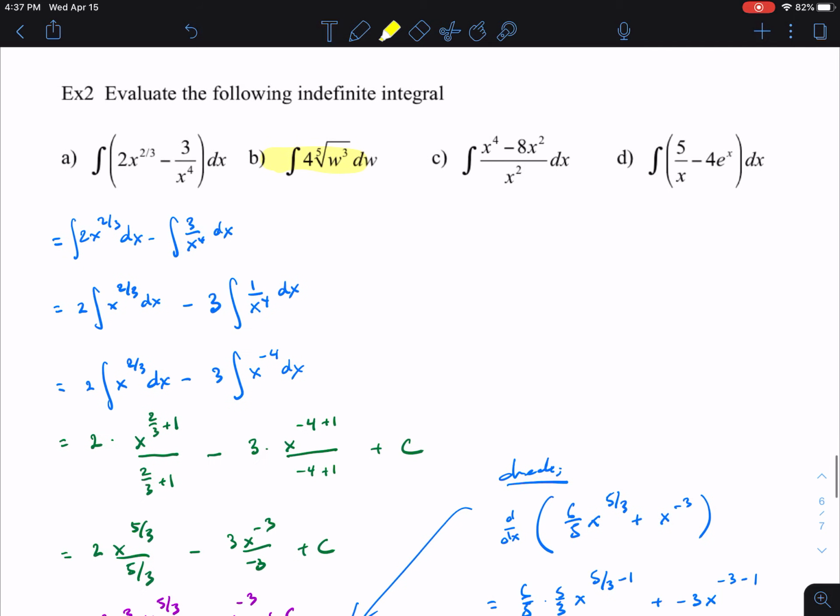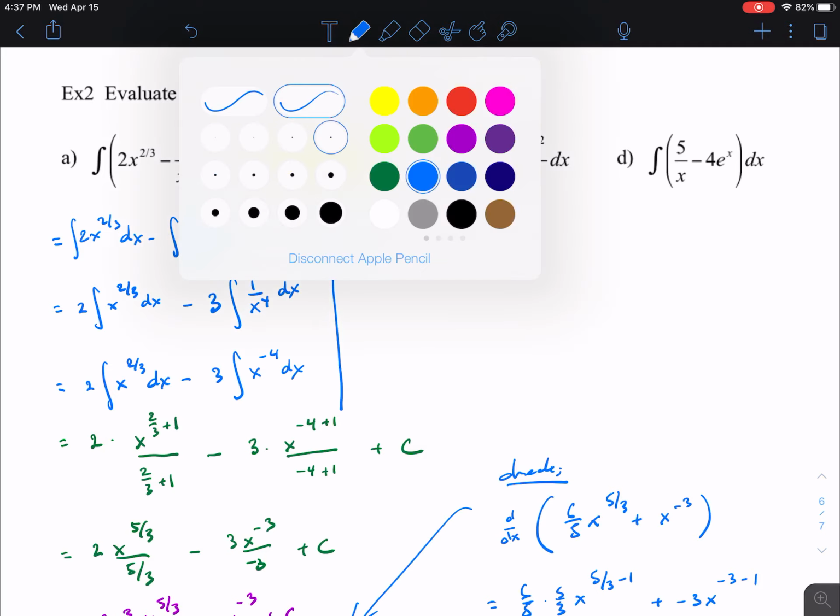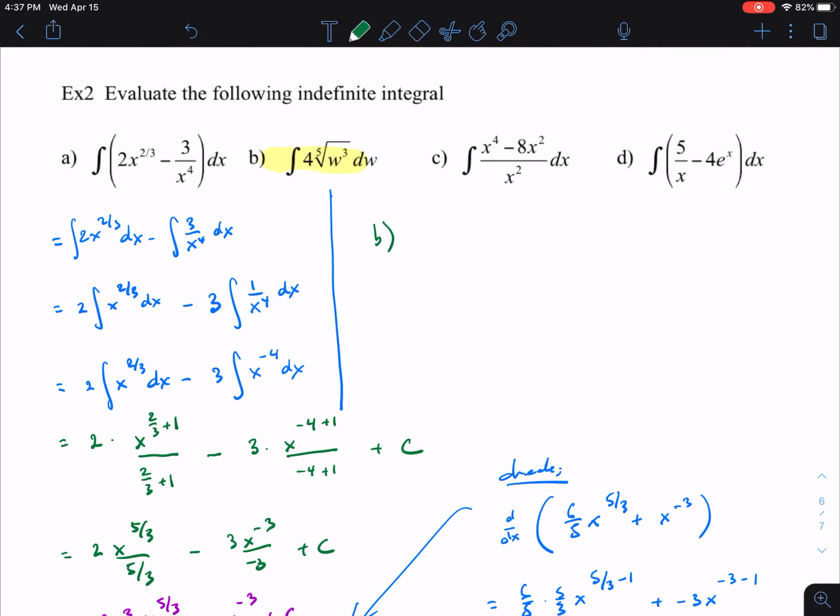Let's do part B. Let me just go ahead and divide this here. So part B, let me use green. Integral of 4 times the fifth root of w to the third dw. The first step is to take out that constant 4 and write 4 times the integral, and rewrite this radical term in rational exponent form so that we can use the power rule antiderivative. So that becomes w to the 3/5 dw.